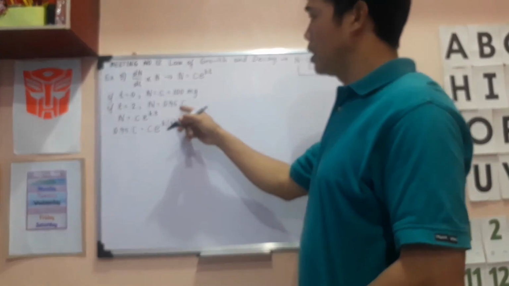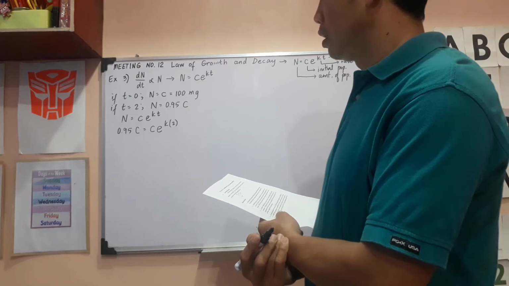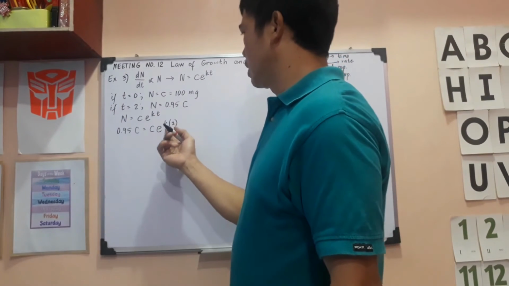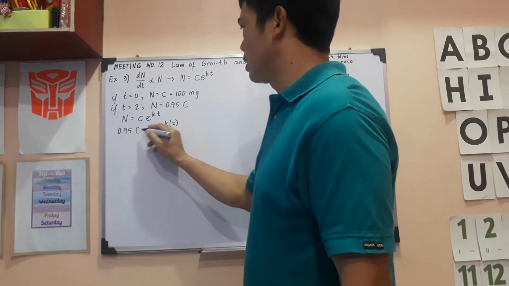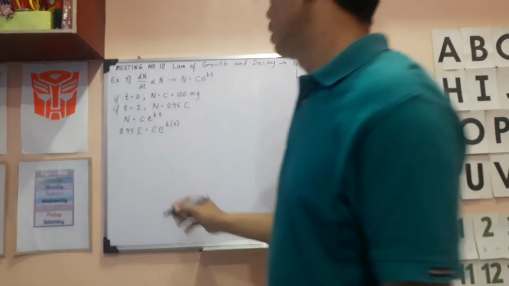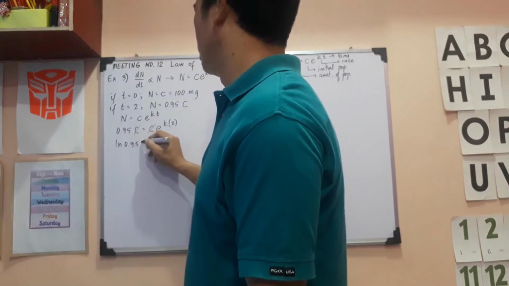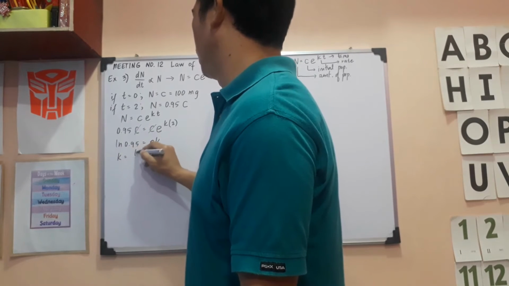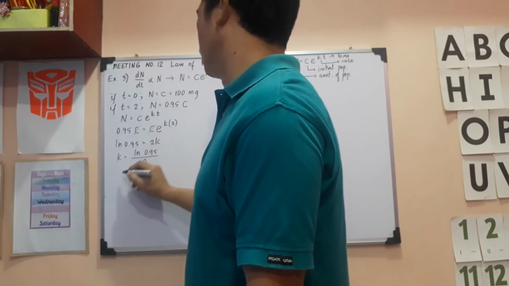So, baka sabihin nyo guys, sir, di ba 950 yun? Tama, 950 nga yung N. Pero, magiging unknown pa rin yung C tsaka k. So, kung i-represent natin yung N as C para ma-cancel, we can solve for C, di ba? So, I have now ln of 0.95 is equal to 2k. Therefore, k is equal to ln of 0.95 divided by 2.